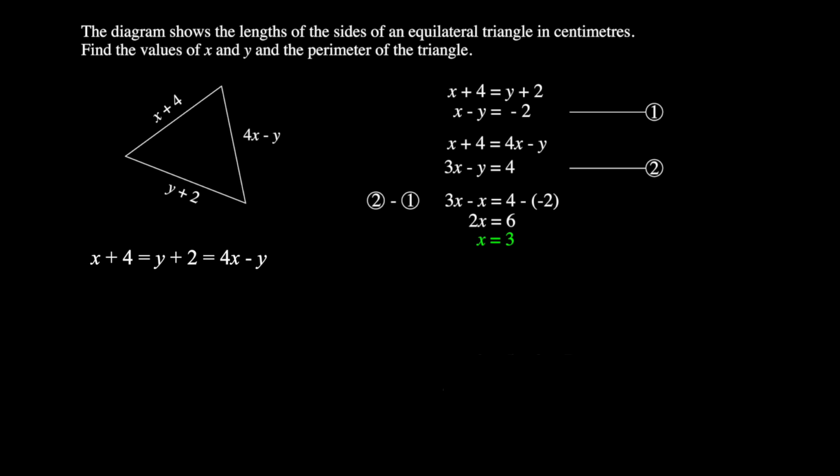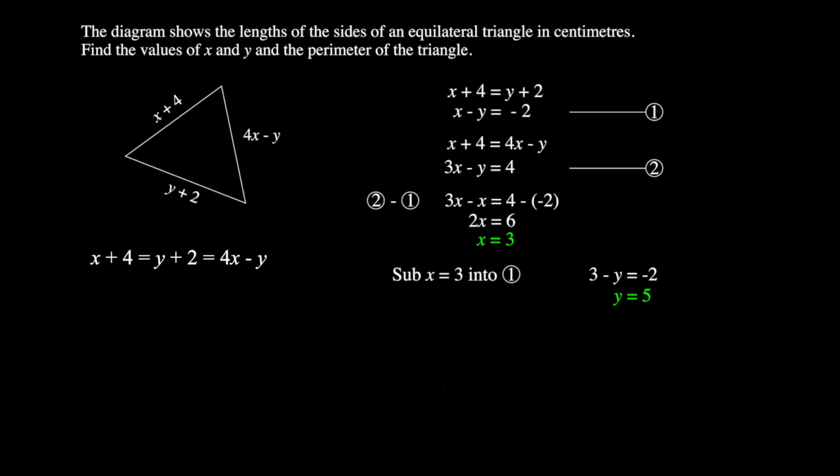I'm now going to substitute x is equal to 3 into equation 1. I could have used equation 2, it doesn't matter. So substituting x is equal to 3 into equation 1 gives us 3 subtract y is equal to minus 2, and this gives us y is equal to 5.